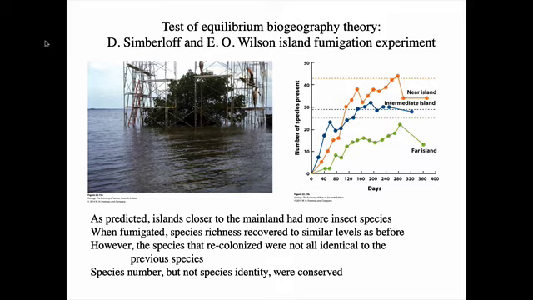Okay, so we in fact do have experimental confirmation of island biogeography theory. Species numbers are conserved, species identities are not. The interesting thing about island biogeography theory is that you can apply it to any kind of island. So these are islands of trees in the middle of the ocean. But there are lots of other kinds of islands.